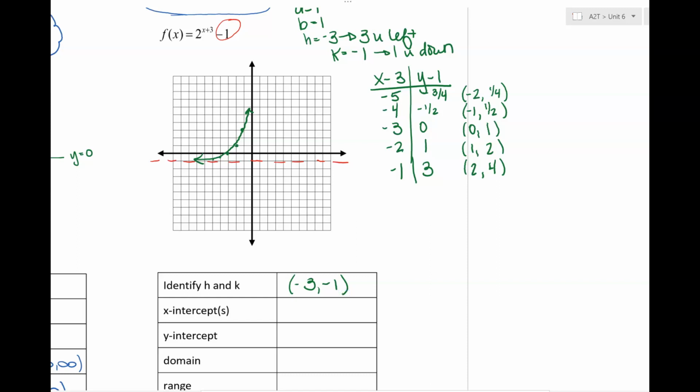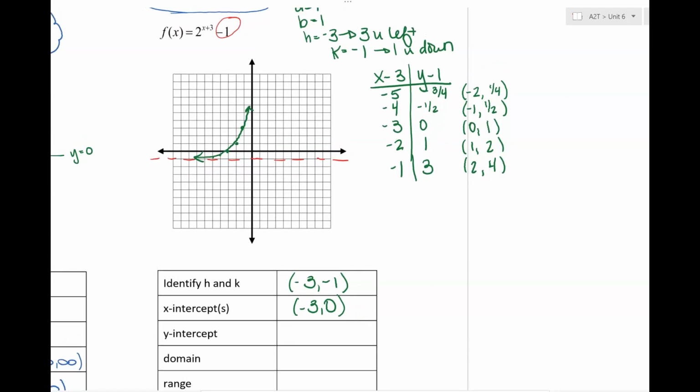The x-intercept, oh, so nice. It's in our chart, negative 3, 0. Notice, I paused, hoping that you would see it. Our h, k, is that an actual point on the graph? No, and that's okay. It doesn't have to be. h, k at this point is just our horizontal translation and our vertical.